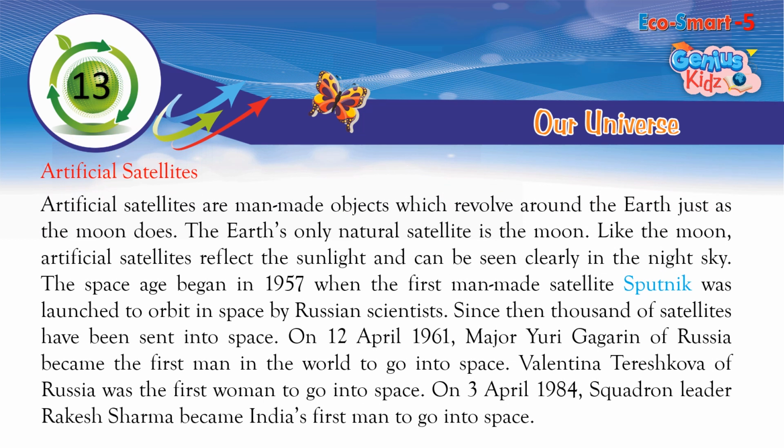Artificial satellites. Artificial satellites are man-made objects which revolve around the Earth just as the Moon does. The Earth's only natural satellite is the Moon. Like the Moon, artificial satellites reflect the sunlight and can be seen clearly in the night sky. The space age began in 1957 when the first man-made satellite Sputnik was launched to orbit in space by Russian scientists. Since then, thousands of satellites have been sent into space.